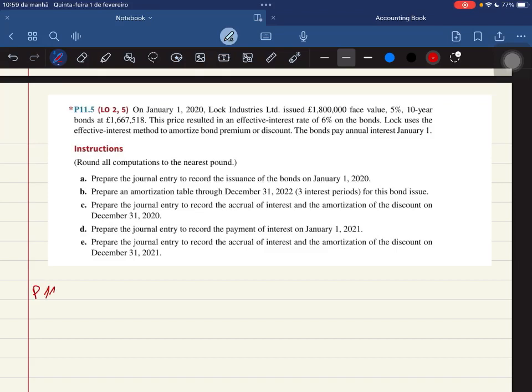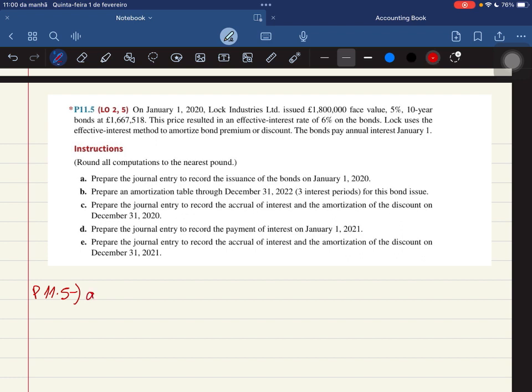P 11.5. On January 1st, 2020, Lock Industries Limited issued £1,800,000 face value 5% 10-year bonds at $1,667,518. This price resulted in an effective interest rate of 6% on the bonds. Lock uses the effective interest method to amortize bond premium or discount. The bonds pay annual interest on January 1st. Instructions: round all computations to the nearest pound.